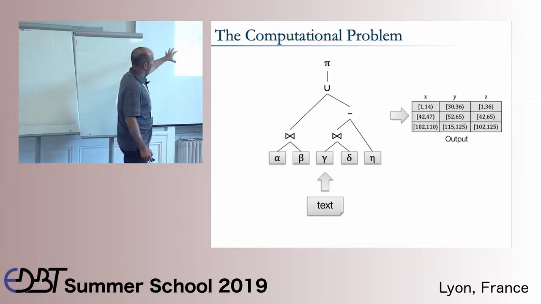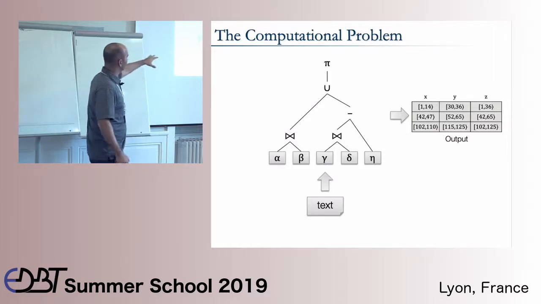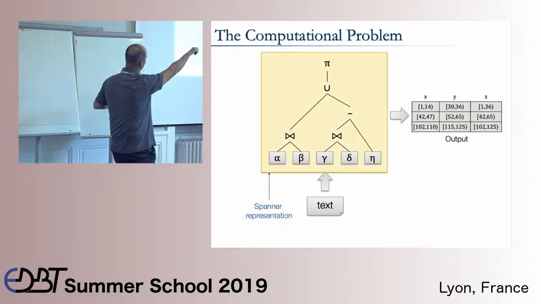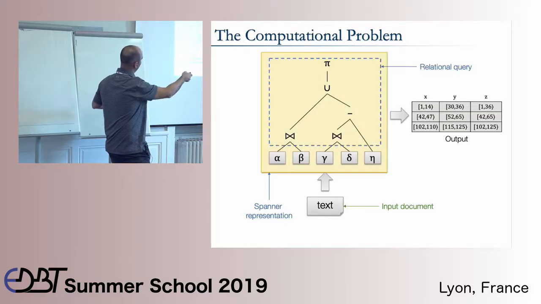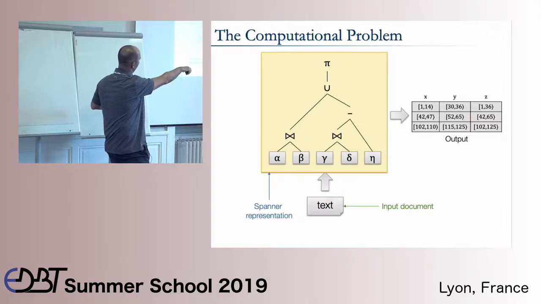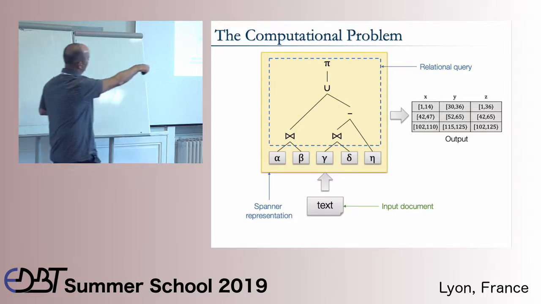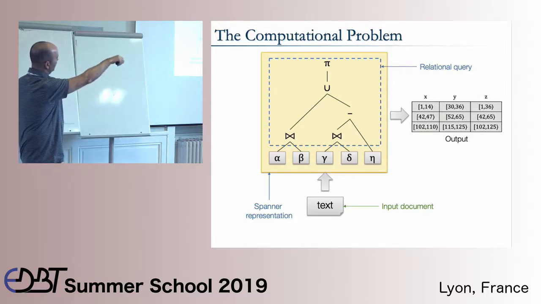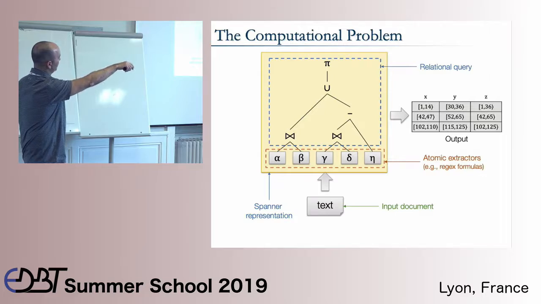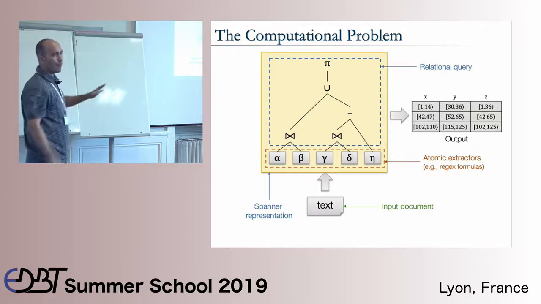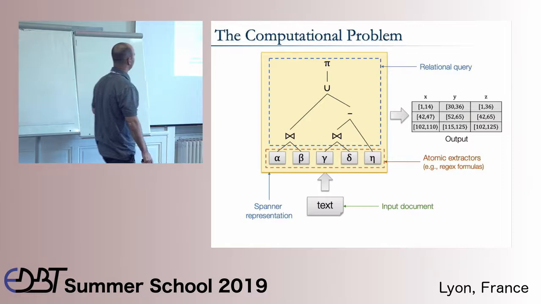But first, let me get the picture in a more visual way. So this is our spanner, and this is the input document. The spanner has the relational structure of the query. And instead of querying relations, it queries the atomic extractors, each of which is applied to the document.